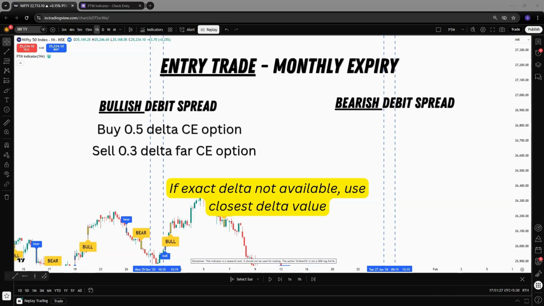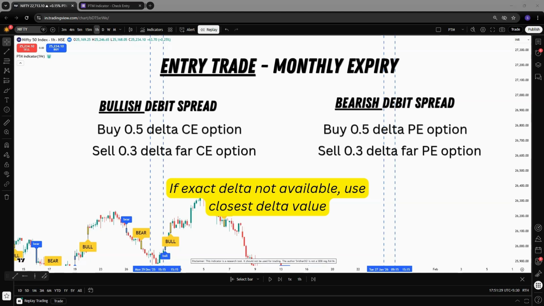Then the bearish side, same thing. I'll buy a 0.5 delta put for the bearish trade, and short a 0.3 delta put for the spread. So this is the bullish and bearish signal. That is all, very simple, nothing complicated here. This is my trade setup.